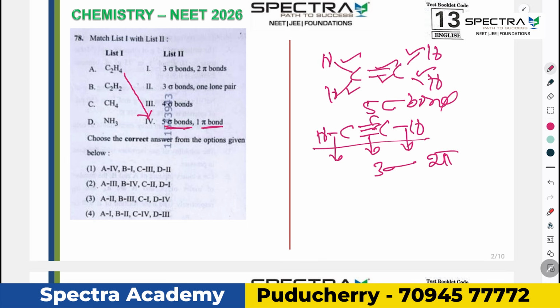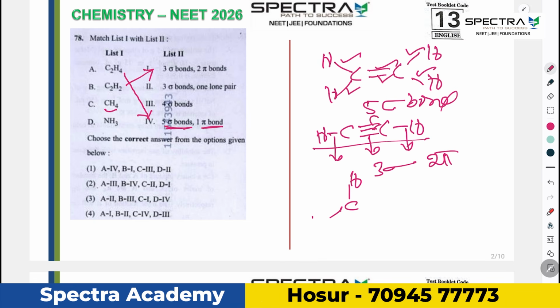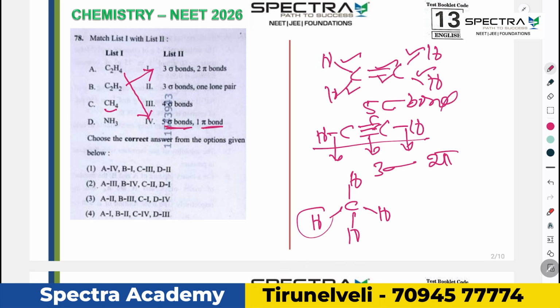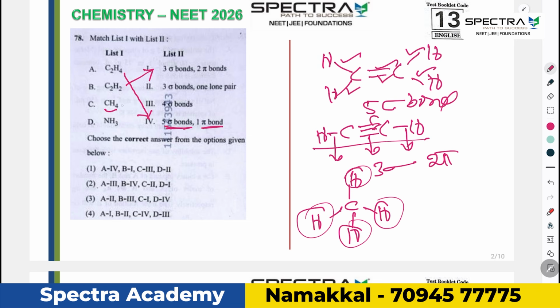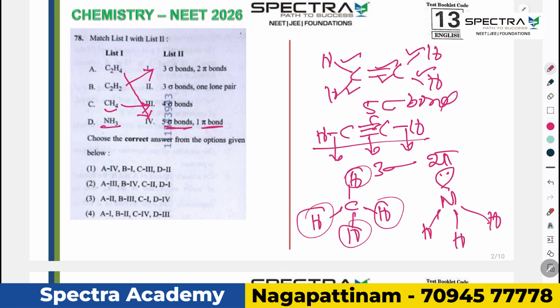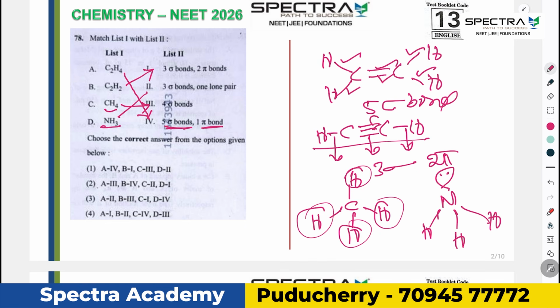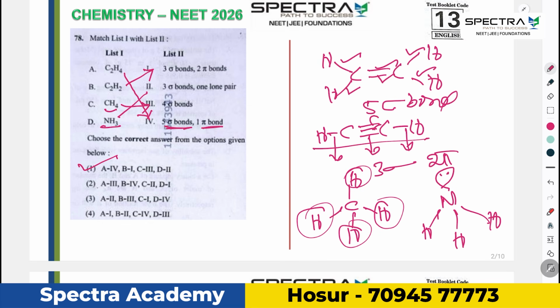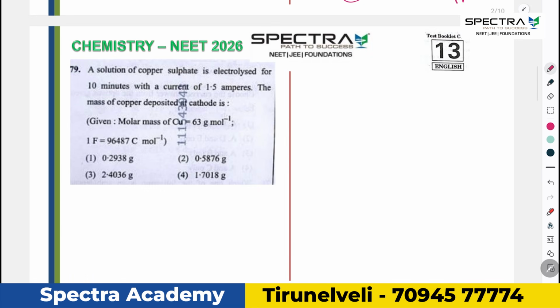So this is matched with 1. CH4: the carbon is connected with 4 hydrogens, and all 4 are sigma bonds. So here it is matched with the third one. NH3 has 3 sigma bonds and 1 lone pair of electrons, which matches with the second option. You can check that 1-4, 2-1, 3-3 and 4-2. Option 1 is the correct answer. Okay, we'll move to the next one.